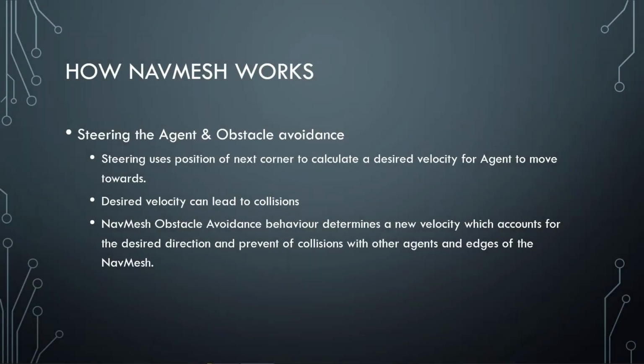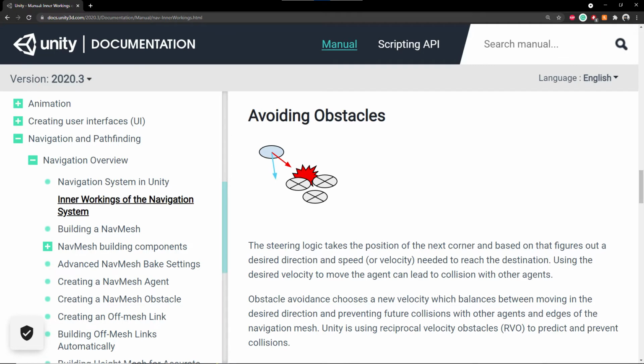So as seen in the Unity manual, steering an agent is done by using the position of the next corner to calculate and use a desired velocity to reach that corner. Desired velocity can lead to collisions with other agents, probably because it doesn't consider other objects getting in the way. The nav mesh system's obstacle avoidance behavior determines a new velocity which considers desired direction and prevention of collisions with other agents and edges of the nav mesh.